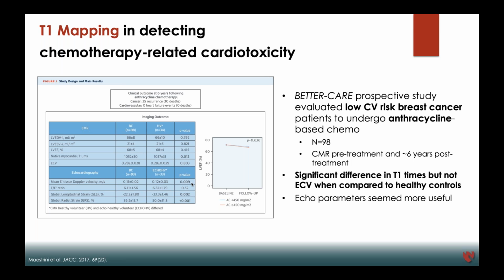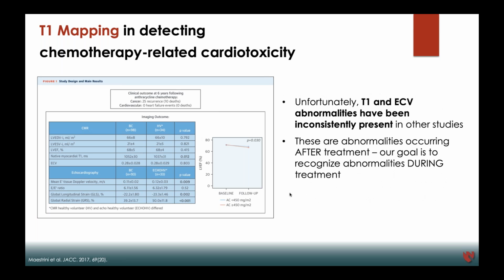group and the controls. And echo parameters like tissue Dopplers, longitudinal strain or radial strain were more likely to be different. Or more of these echo parameters were different compared to the MRI parameters. So echo parameters, at least in detecting anthracycline-induced cardiotoxicity or subclinical cardiotoxicity down the line, seem more useful.